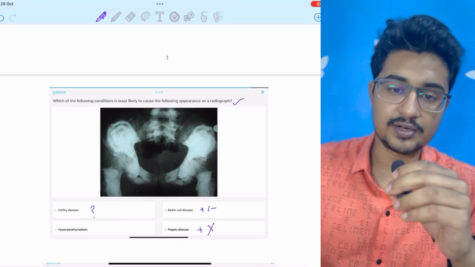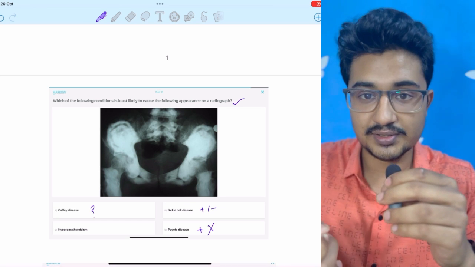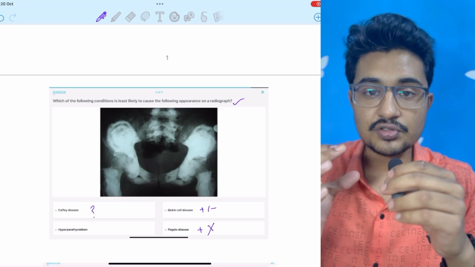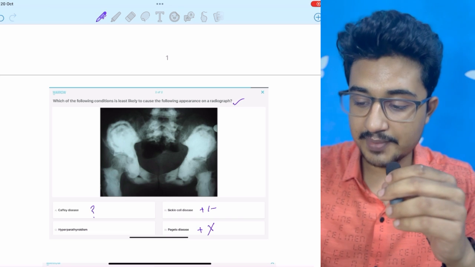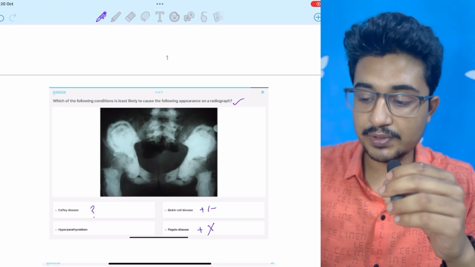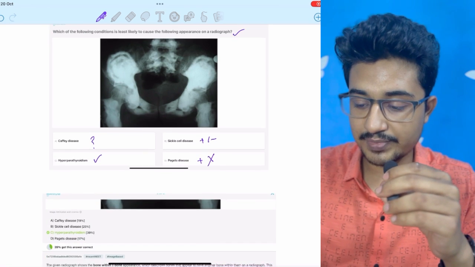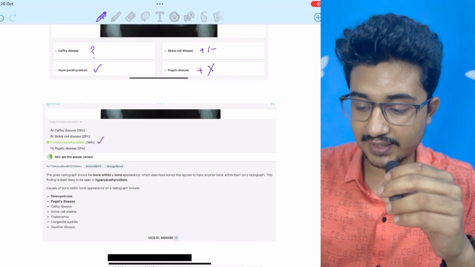Coming to hyperparathyroidism. In hyperparathyroidism, there will be bone resorption. In the human skull, you can see salt and pepper appearance because there is bone resorption. In hyperparathyroidism, there will be bone resorption and this appearance can't be seen. So the answer will be hyperparathyroidism. I marked it and it came out to be correct.